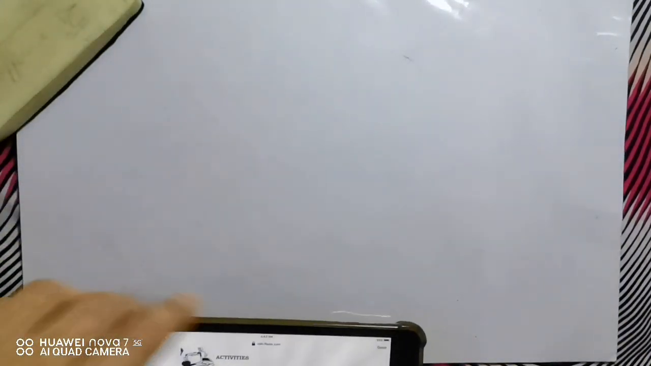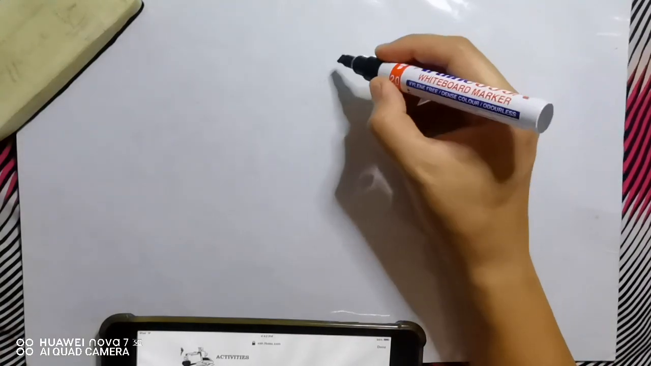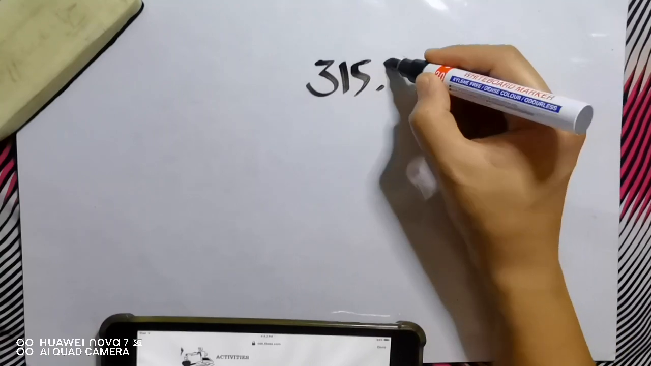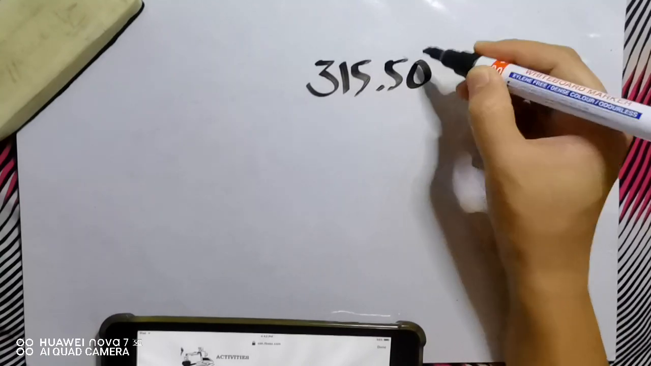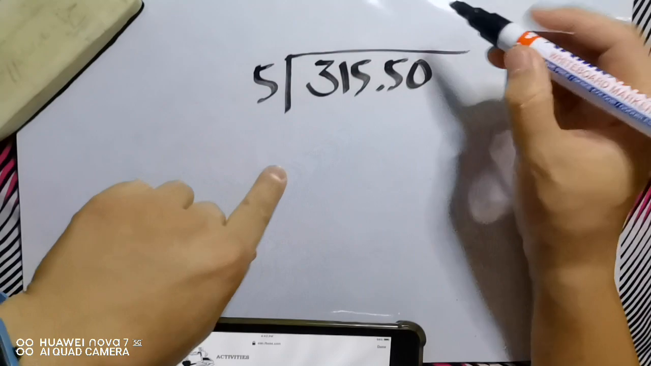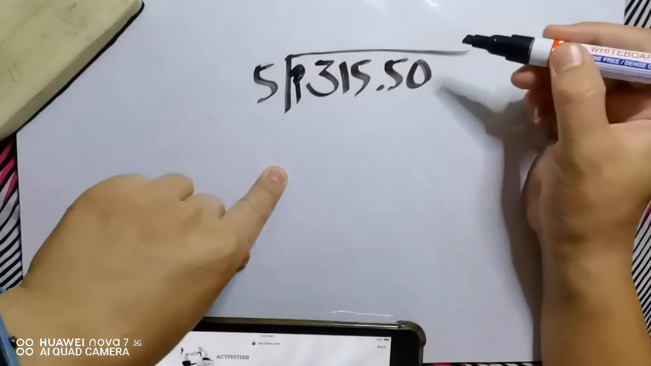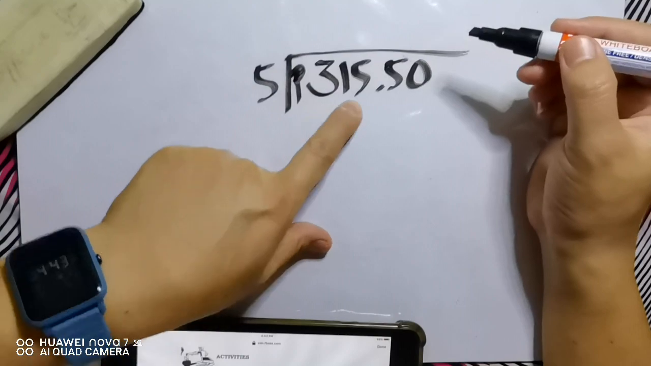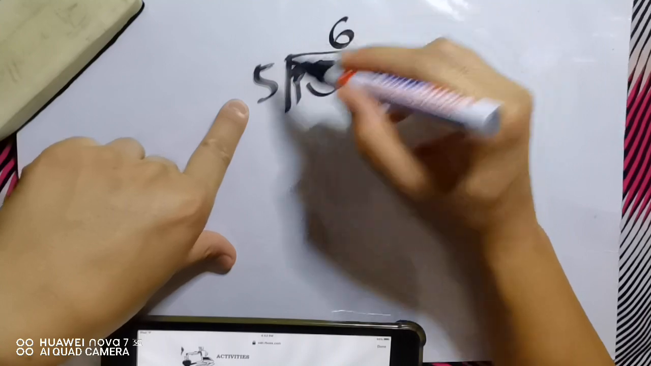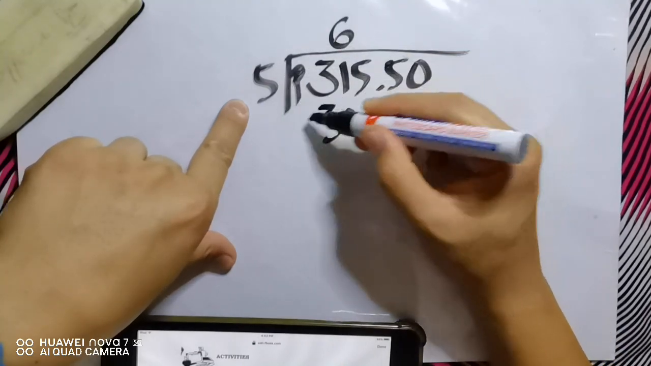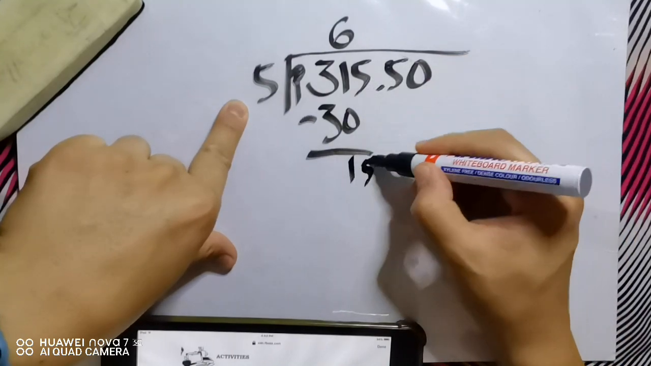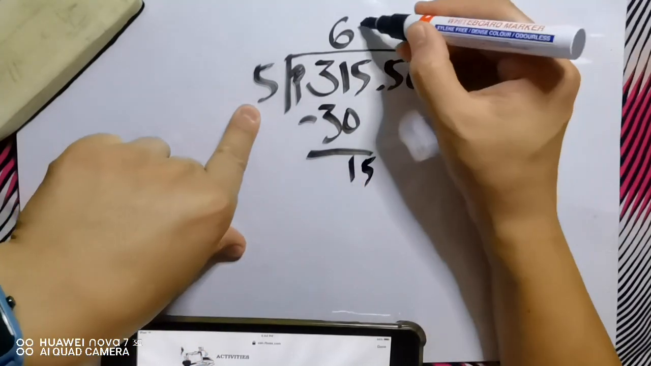So, then, I'm going to divide it. So, that would be 315 and 50 centavos divided by 5. Okay? So, dahil ayan ang peso sign, you can put peso sign there. 3 divided by 5, hindi pwede. So, we're going to use 31. So, 31 divided by 5, you have 6. You have 6 times 5, you have 30. 31 minus 30, that's 1. Bring down 5. 15 divided by 5, you have 3.